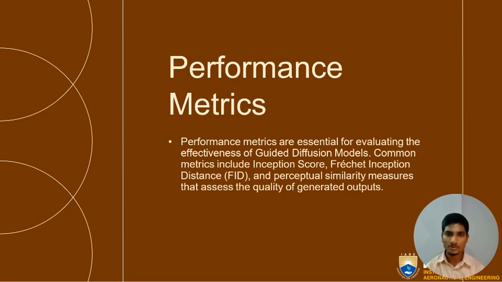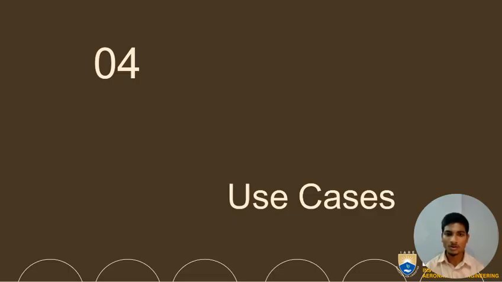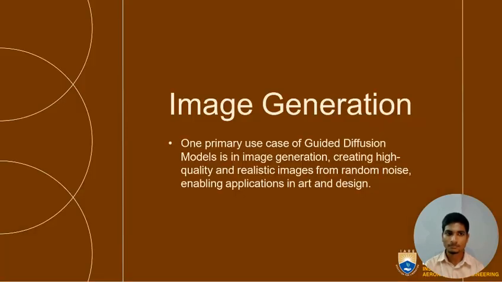We have completed the major topics and side headings, and now we will see use cases. Performance is over, now the use cases. Image generation, and how images are generated in GDUI. One primary use case of guided diffusion models is image generation, creating high quality and realistic images from random noise, enabling applications in art and design.